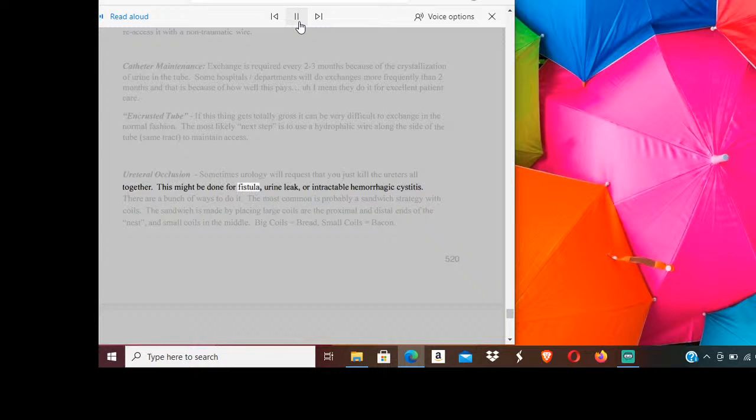This might be done for fistula, urine leak, or intractable hemorrhagic cystitis. There are a bunch of ways to do it. The most common is probably a sandwich strategy with coils. The sandwich is made by placing large coils at the proximal and distal ends of the nest and small coils in the middle. Big coils equals bread, small coils equals bacon.